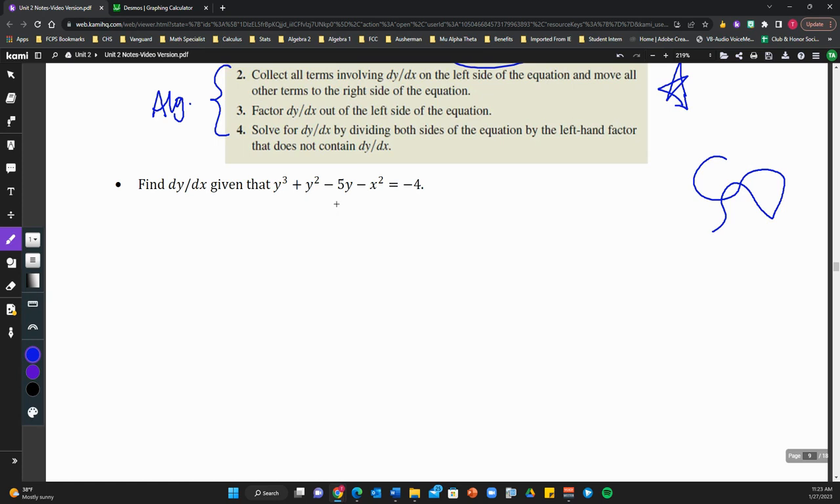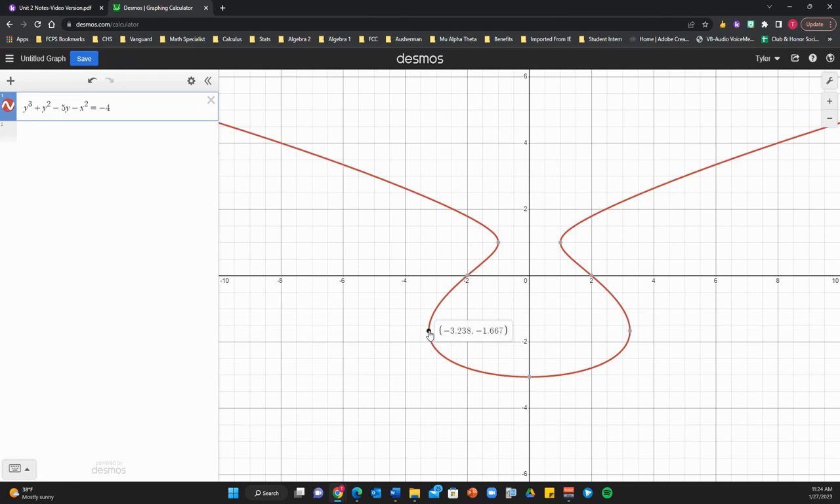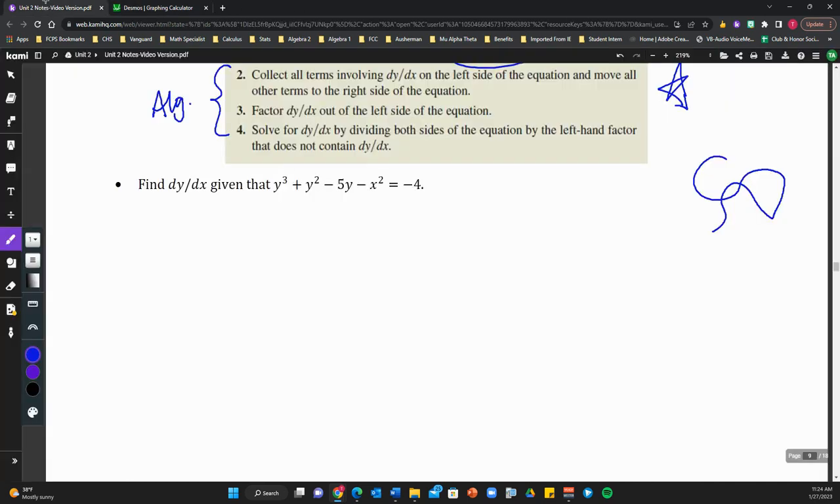Our original equation is a relationship between x's and y's, but it's not a function. Again, a function has only one unique output for each input, and that's not the case here. So there are certain values of x, like this guy, that will produce a value down here and up here as well. So again, that's the difference.